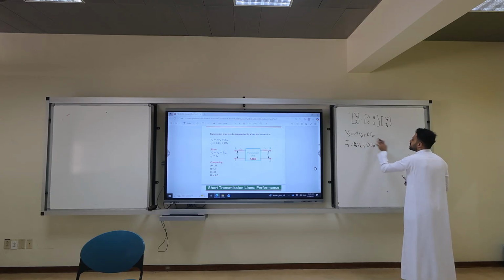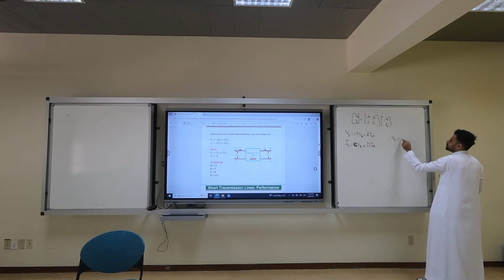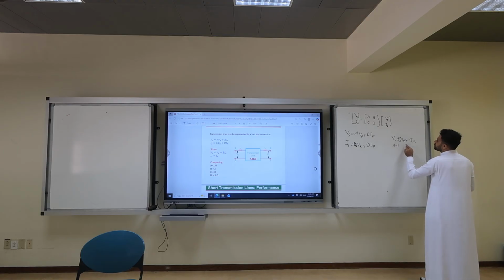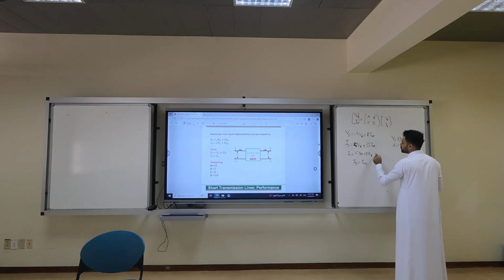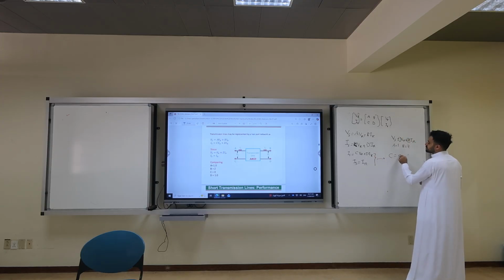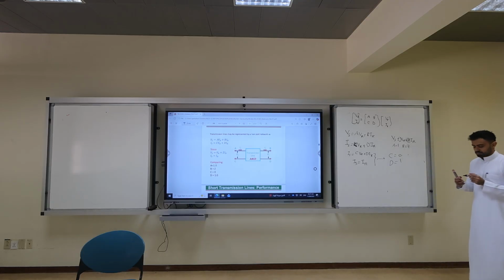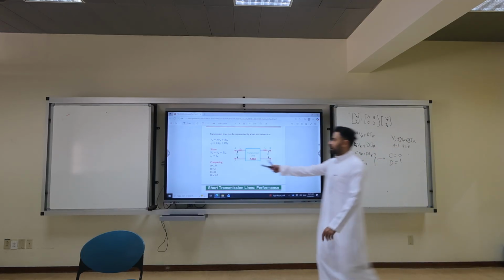Now, what was the original equation? We had Vs equal VR plus Z IR. So what is the A? 1. What is the B? Z. And Is equals C VR plus D IR. We all know that Is equals IR in this model. So what is the C? 0. What is the D? 1. So that's how we got these values.